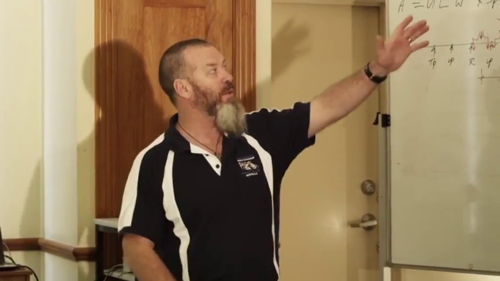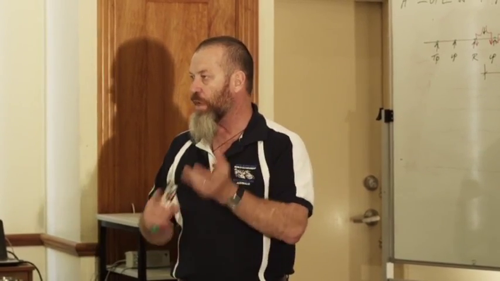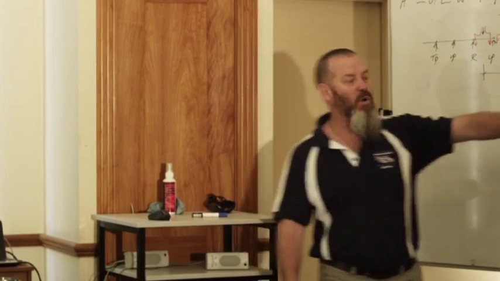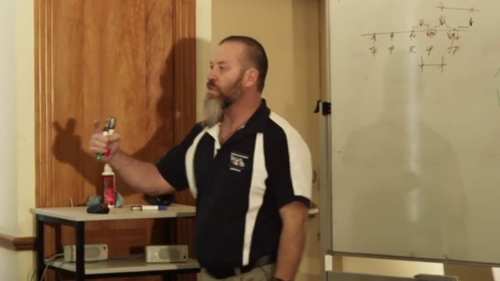Focus on your connection. There are two formulas for ULW and that's them there. There's the formula for outside wall connections, which is the exception. It's just the outside wall ones, which is DBC divided by 2 plus overhang. And for all other connections, whether it be ridge or underpurlin or whatever it is, the formula is DBC divided by 2 plus DBC divided by 2. That's why we use that formula here, because a batten rafter connection is not an outside wall connection.